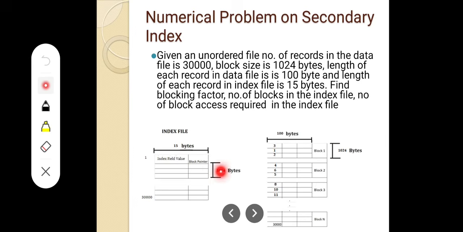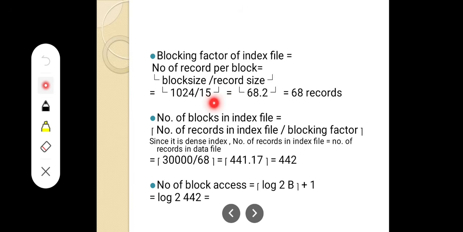Okay, what is the block size? 1024. What is the record size? 15 bytes. We are computing these factors on the index. So 1024 by 15. It is a floor function. Floor of 1024 by 15 will be approximated to 68 records. The value is 68.2, and since it is a floor function, it is approximated to 68 records.